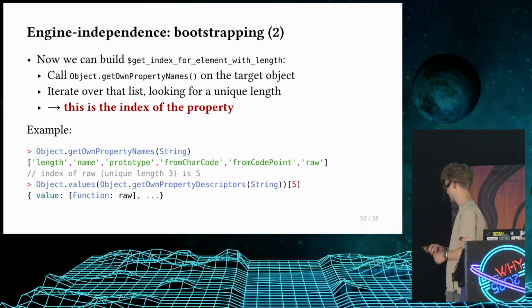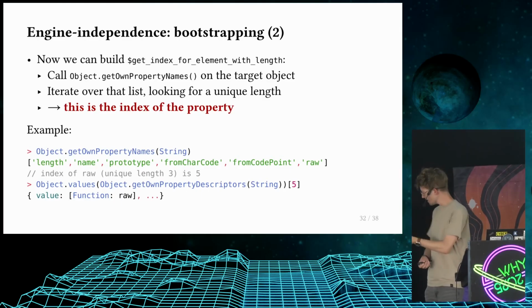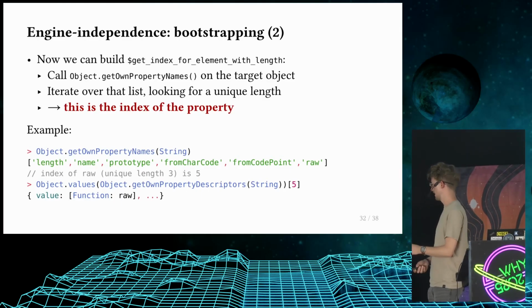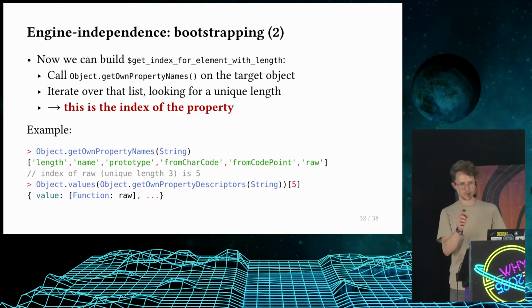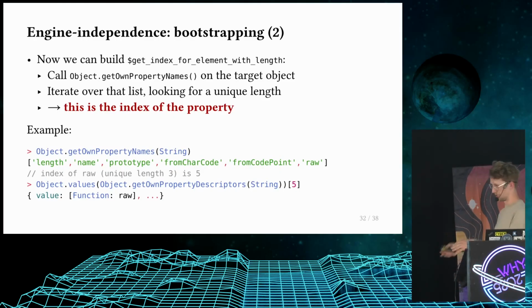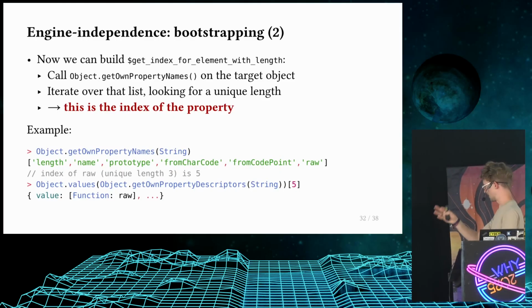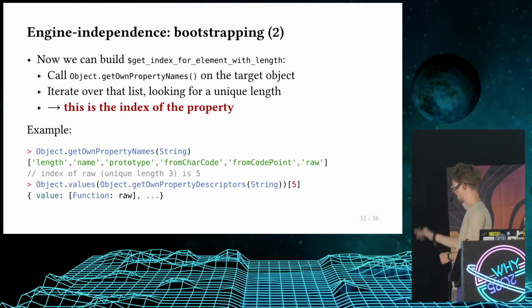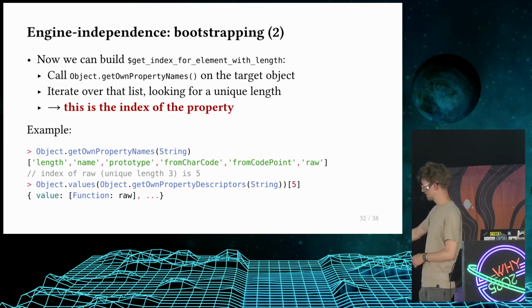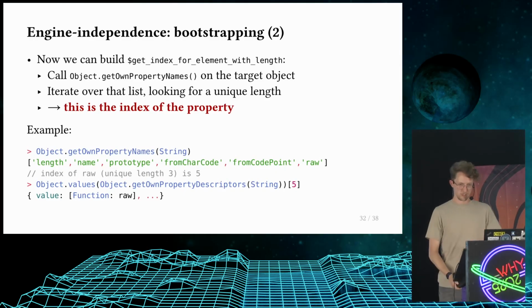So maybe an example to help. Say we are looking for this raw property in the string global. We know that it's the only one with length 3. So we can just iterate over these, again, using group by with a callback in WebAssembly, and then use our previous string length trick to grab the length of everyone. And then once we see one that has length 3, we know that that's the index of the one that we want. And this index in the names is the same index in the list of actual descriptors, so we can grab that numbered descriptor. So this bootstraps that whole problem.